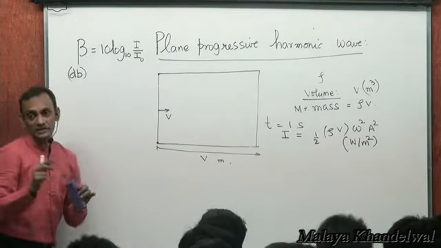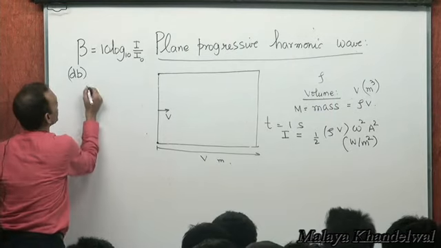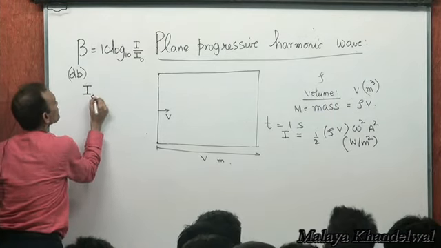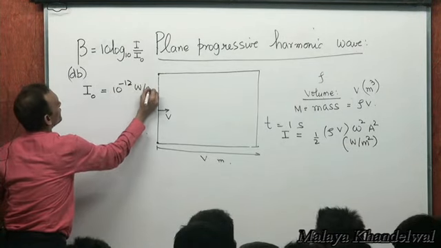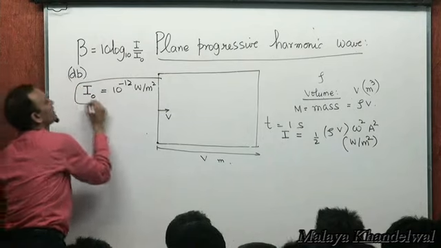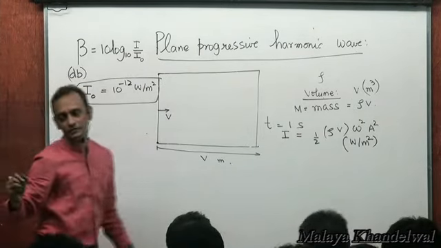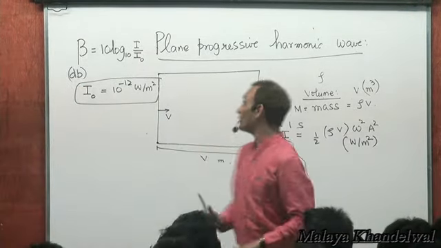The weakest sound, it has been found experimentally, is 10 to the power minus 12 watts per meter squared. It is considered to be the weakest sound that is audible to a human ear. 10 to the power minus 12.